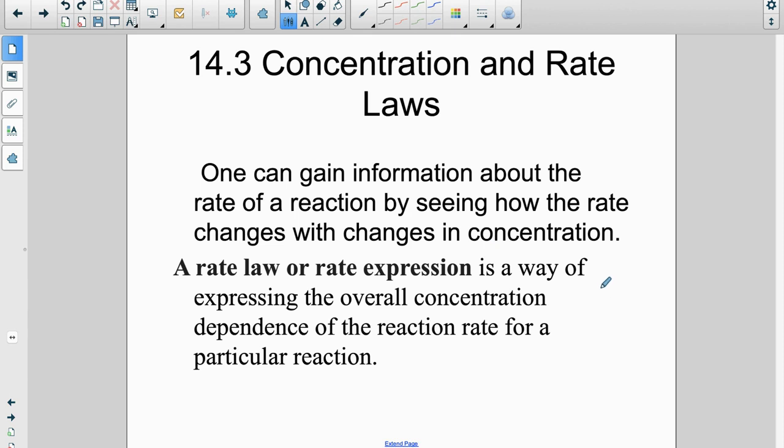Okay, so those are our rates and how we relate them to each other. So now how do we actually figure out how the concentration affects the rate? We'd like to know how, if we change the concentration of a reactant, this will change the rate of the reaction. We'd like to know the relationship between these. So something called a rate law is what we're going to write down in order to relate concentrations to rates.